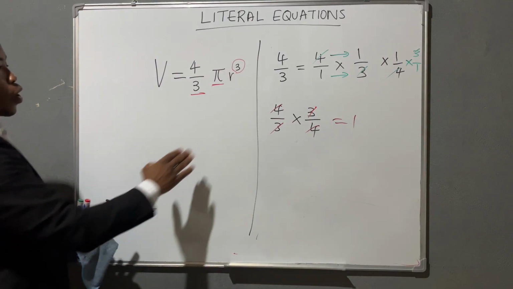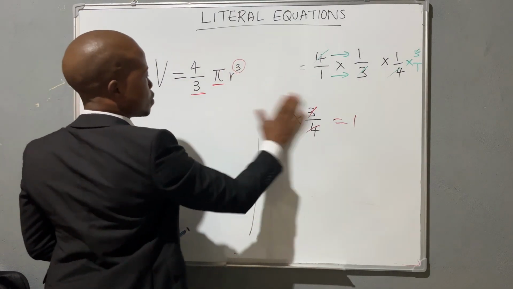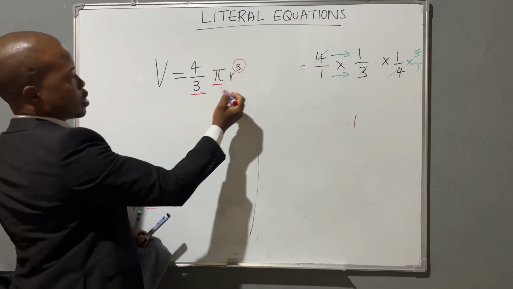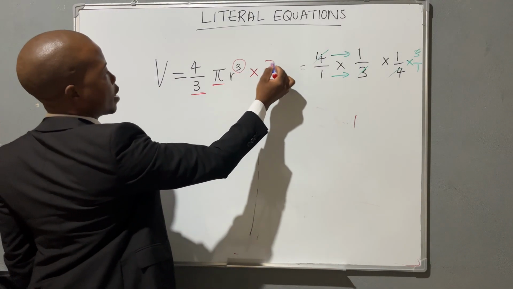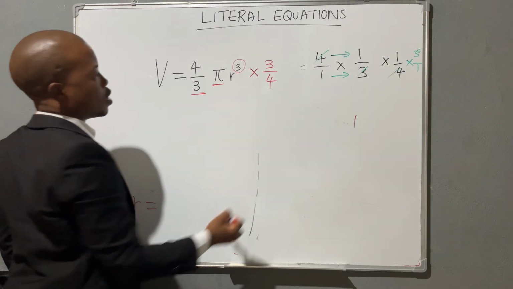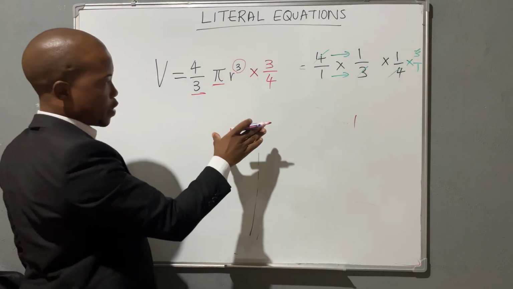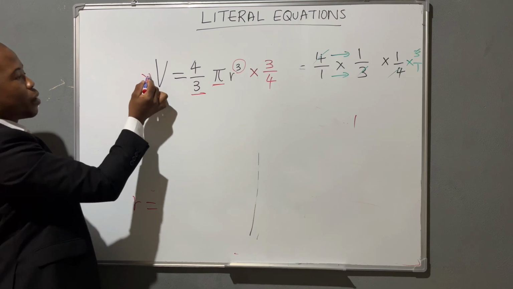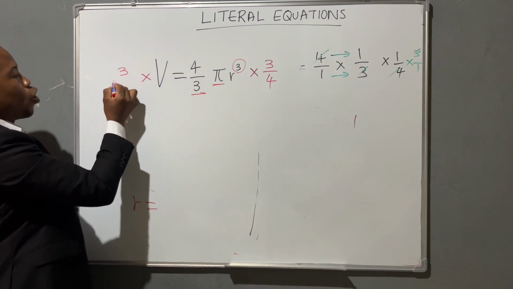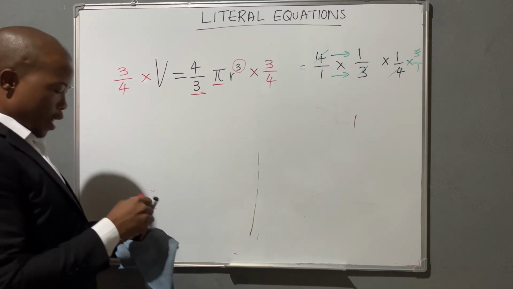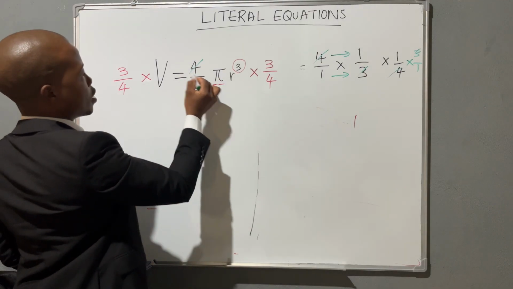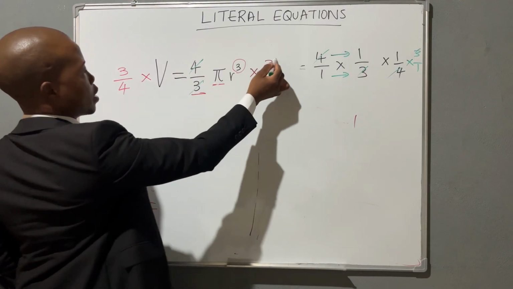So I'm saying on this one here, let's multiply this side by 3 over 4. Remember, what we do on the left hand side or on the right hand side, we also have to do on the other side, right? So then we multiply here by 3 over 4. Then this would disappear.